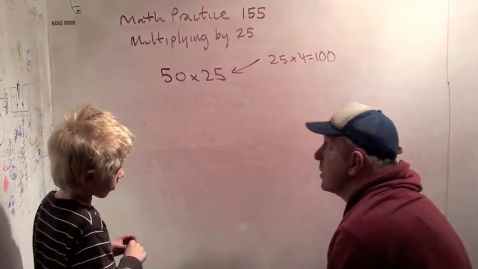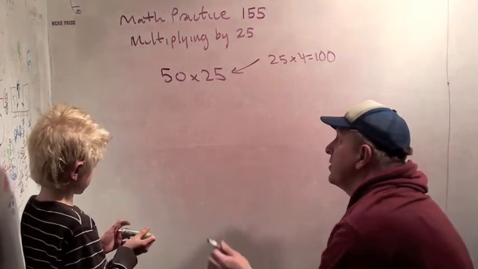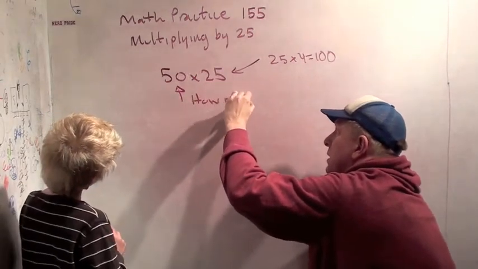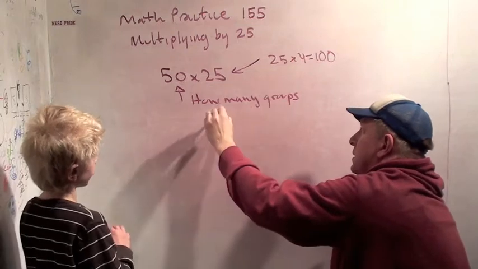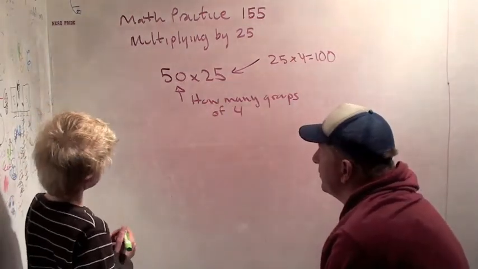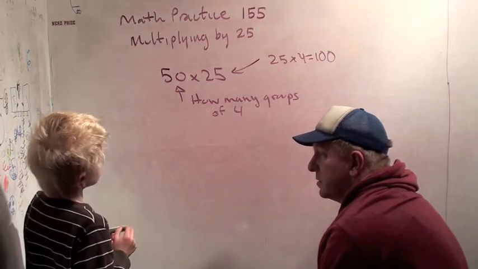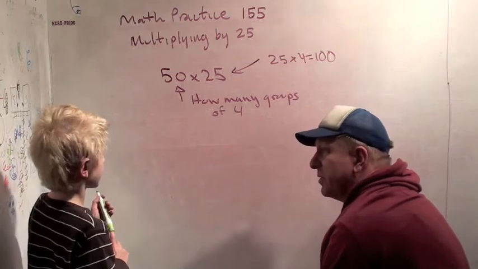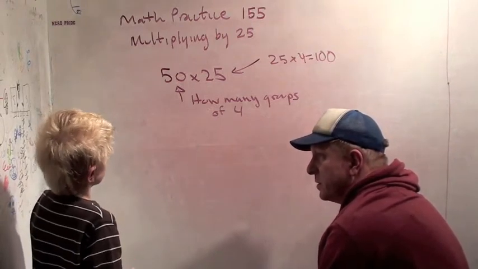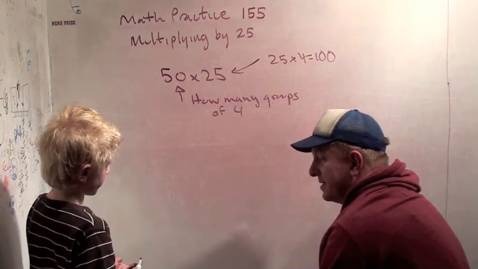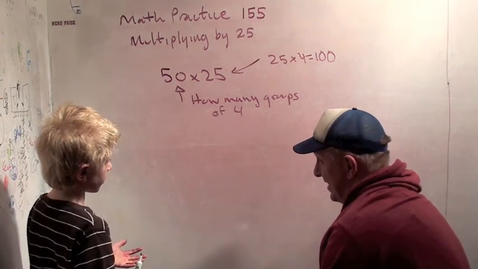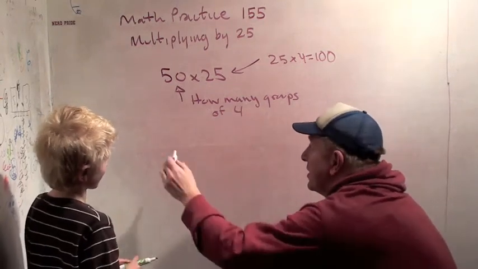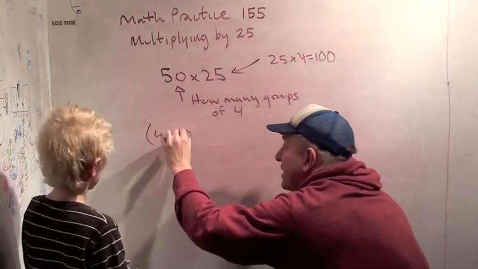Well, we can group them in 4s. Okay, so how many groups of 4 are there in 50? I guess we just have to work up to them. Is there a multiple of 4 that's close to 50 that you know? There's 40. How many groups of 4 make 40? 4, 8, 12, 16, 20, 24, 28, 32, 36, 40. That's 10. Is there an easy way to figure that out? 10 times 4 is 40. Okay, so we've got 4 times 10.